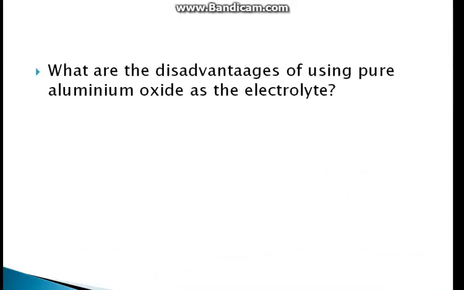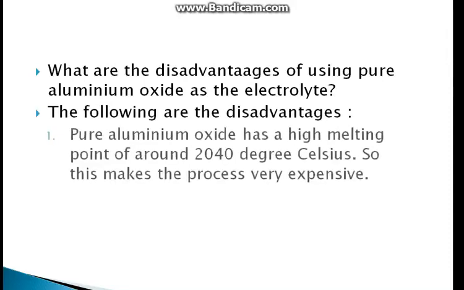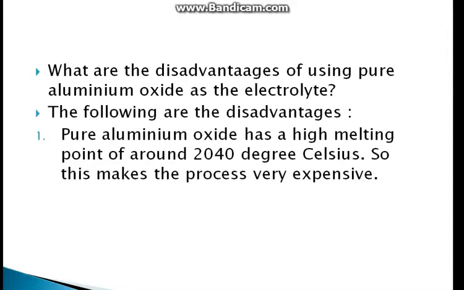What are the disadvantages of using pure aluminium oxide as the electrolyte? I just said that now we have our pure aluminium oxide. But the next question that comes up is, there are some disadvantages of using this pure aluminium oxide. So first we need to know the disadvantages. Well, the first disadvantage is that pure aluminium oxide has a very high melting point of around 2040 degrees Celsius. So that means the process is going to be quite expensive.